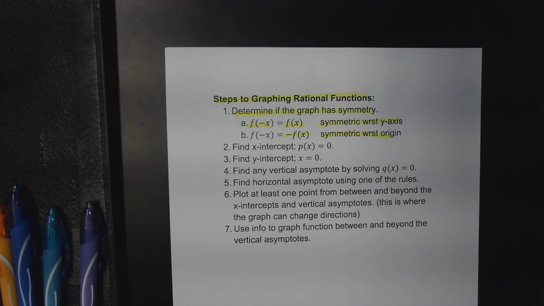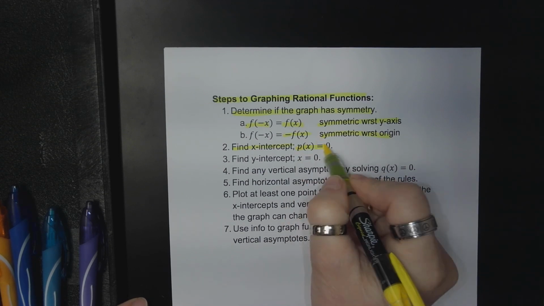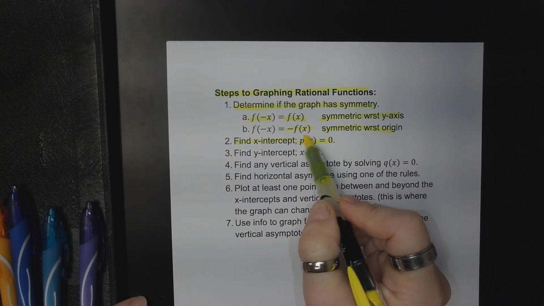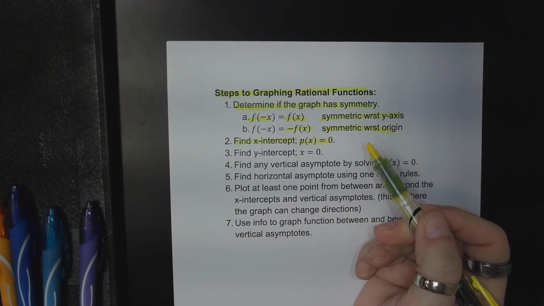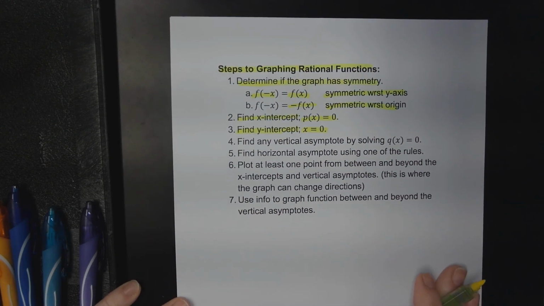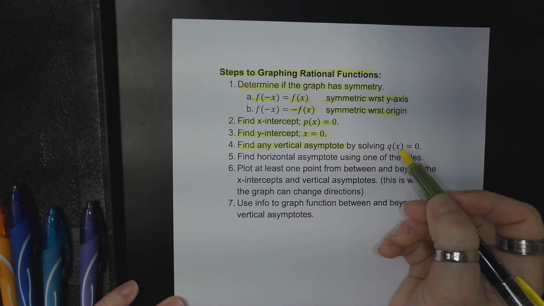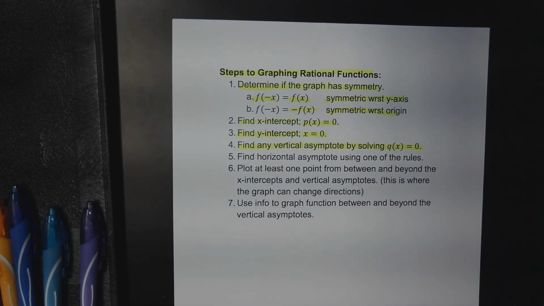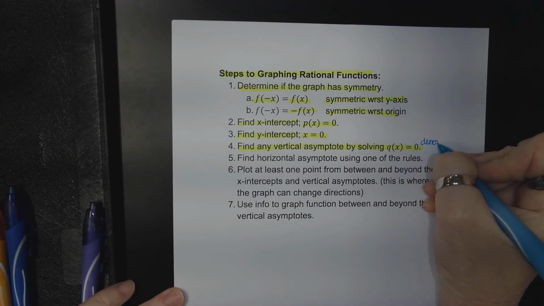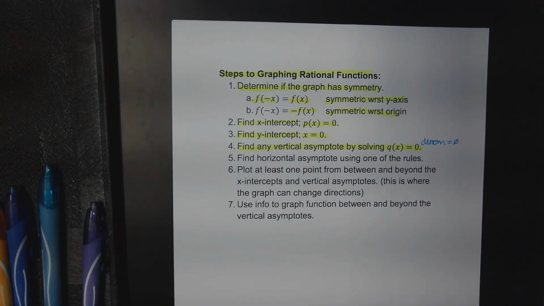Second step, we're going to find the x-intercept, and we do that by setting p of x equal to 0. Also, you can think about that as y, but we're just going to simply set the top part, the p of x, equal to 0. Okay. Then we're going to find the y-intercept by setting x equal to 0. That's our third step. Fourth step, we're going to find any vertical asymptote by solving q of x equals 0. Now this is the denominator. We find the vertical asymptote by setting the denominator equal to 0 and solving, okay?